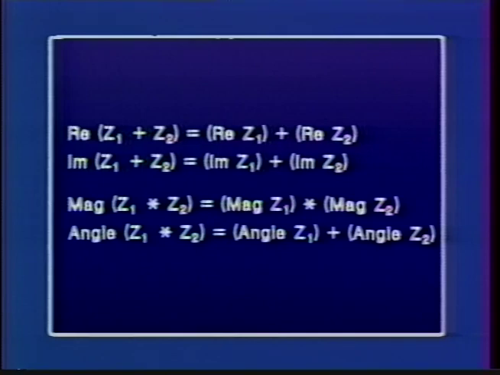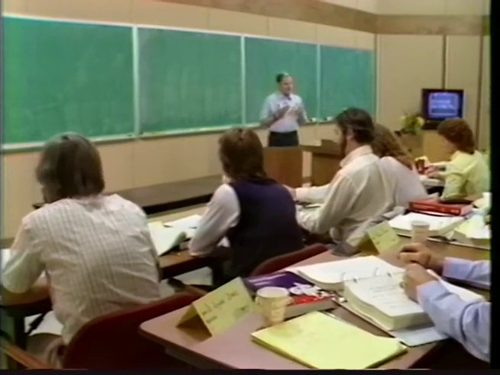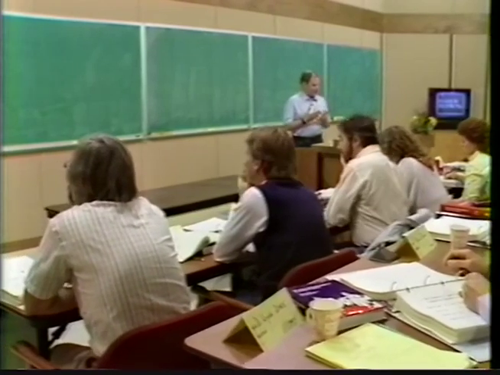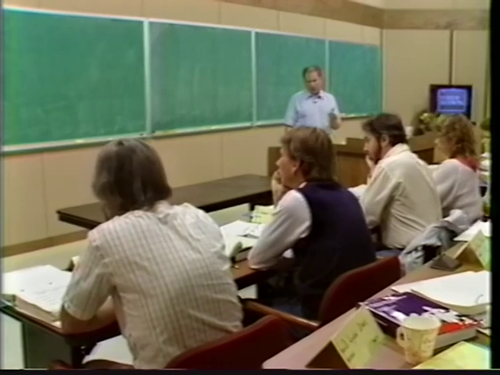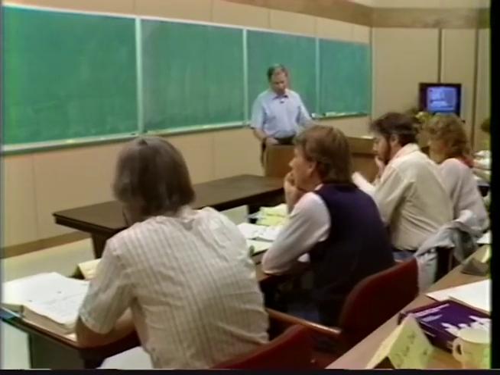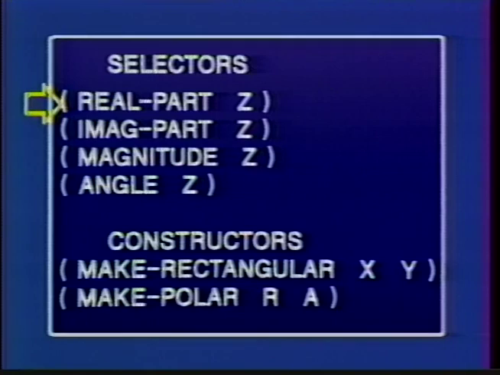Let's actually think about the implementation. Well, we do it just like the rational numbers. We come down, we assume we have some constructors and selectors. What would we like? Well, let's assume that we make a data object, a complex number, that has some stuff in it, and that we can get out from a complex number the real part, or the imaginary part, or the magnitude, or the angle.